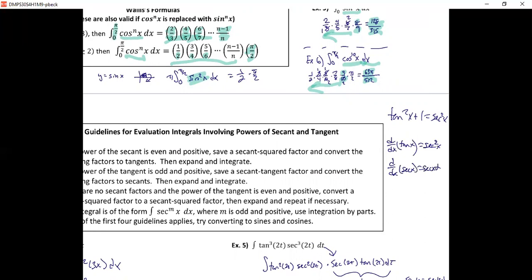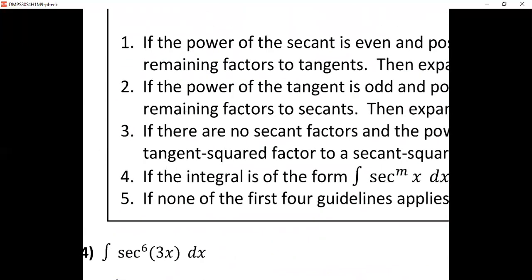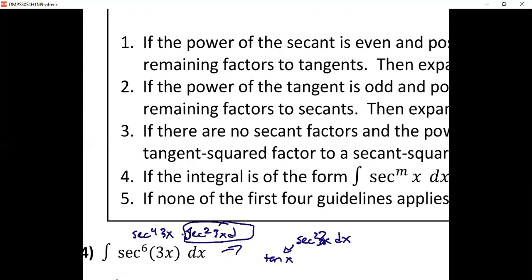and the derivative of secant is secant tangent. Now, the reason why we need to know all of that information has to do with the fact that when we take a problem such as secant to the 6th power of 3x, if I just have secants, I know that secant squared is the derivative of tangent. So if secant squared is the derivative of tangent, I could break this into secant to the 4th of 3x times secant squared of 3x, because this is my derivative that's going to be part of my chain.